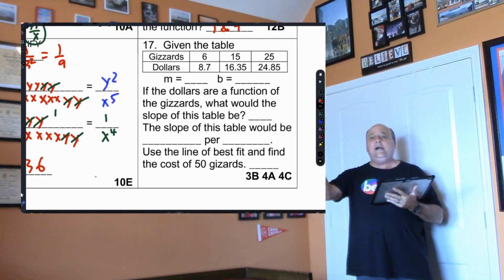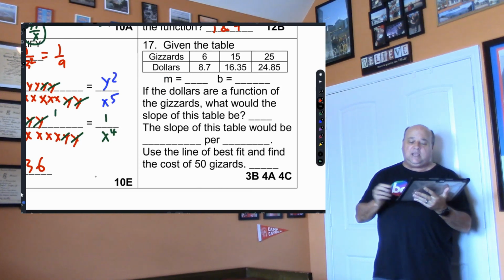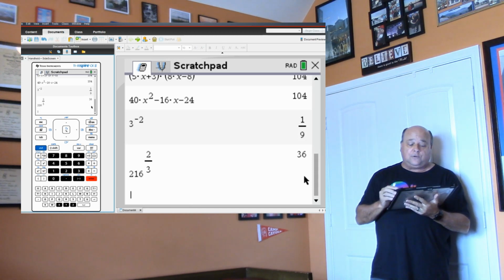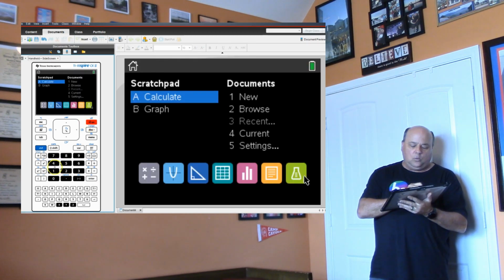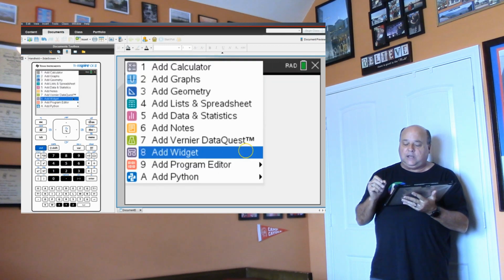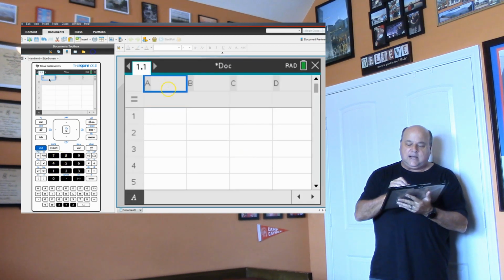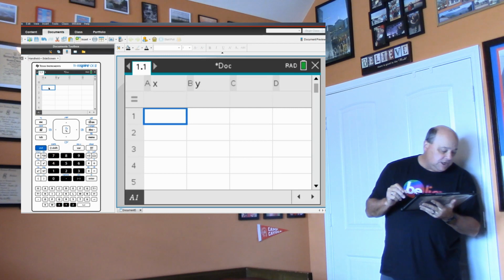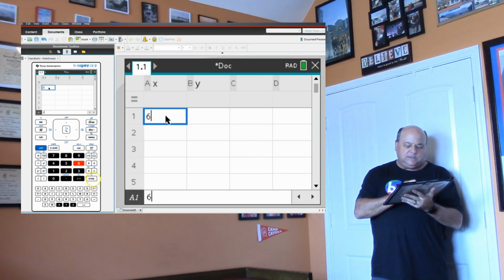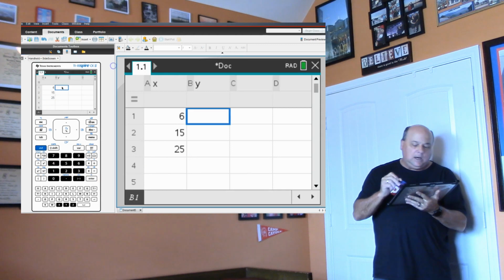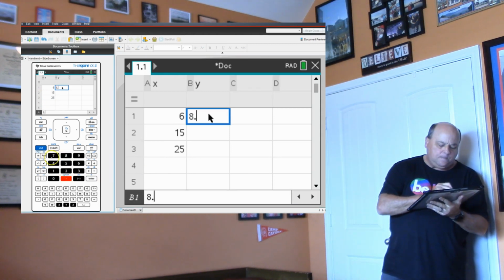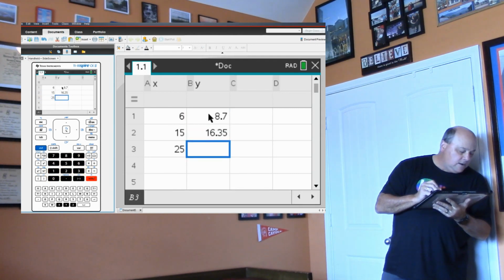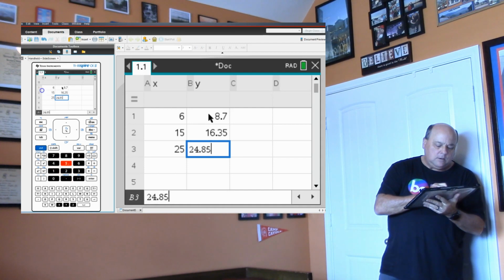Continuing on. Right here, you're going to input this in a spreadsheet and get the m and the b. So we're going to go to our calculator, and this is linear, so we're going to do menu 413. We're going to hit home, hit 1 for new. We don't want to save anything. We're going to add a spreadsheet. Type in the x and the y. Always type in the x and the y. And now input the spreadsheet. 6, 15, and 25. And then I'm going to put in my y's, 8.7, and then 16.35, and 24.85. Hit enter.